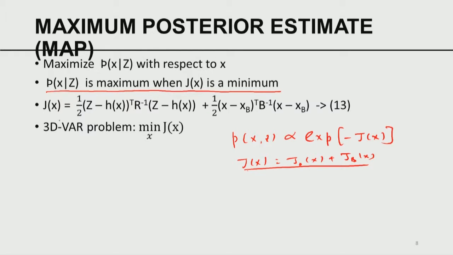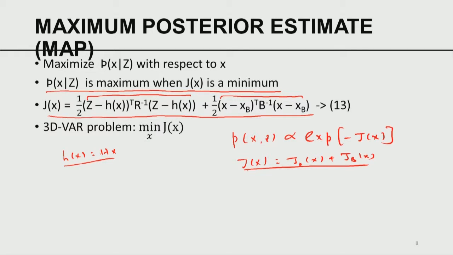Therefore, the algorithm reduces to minimizing this term. This is the background term. This is the observation term. When h of x is equal to linear h of x, both the terms are quadratic. Even if h of x is not equal to linear h, the first term could be nonlinear, but the second term is still quadratic. I am interested in minimizing J of x, which is given in 13.